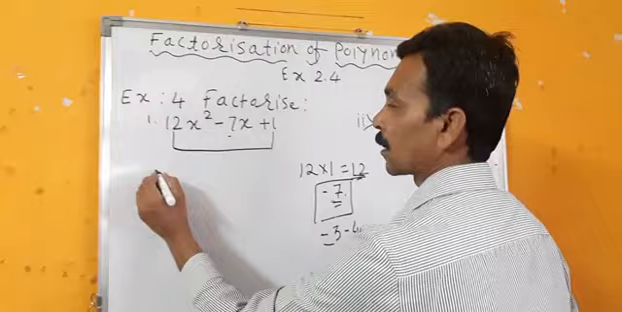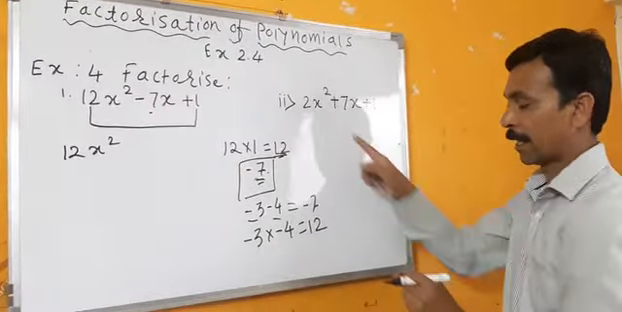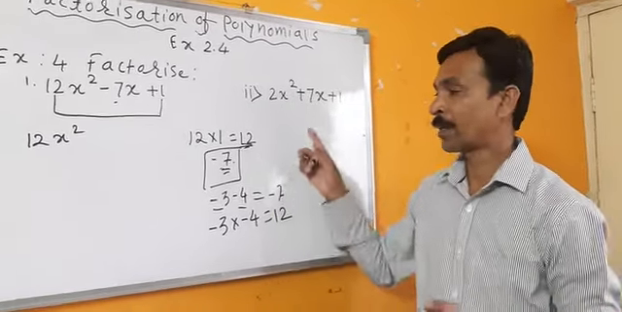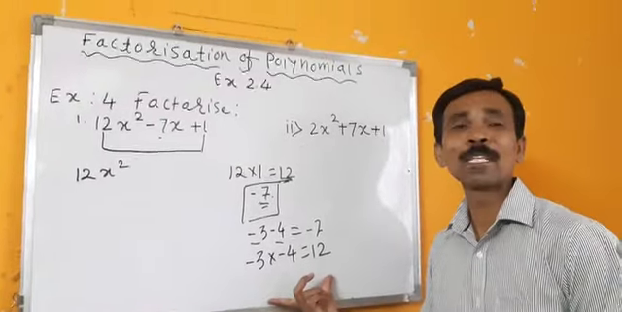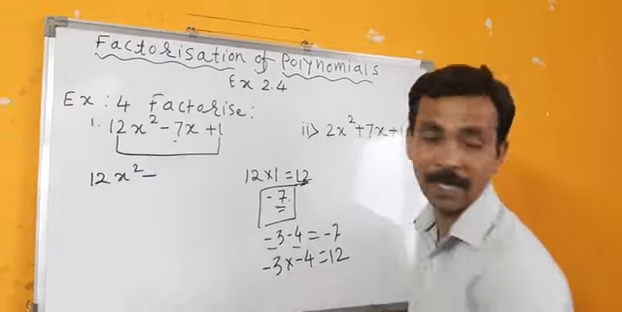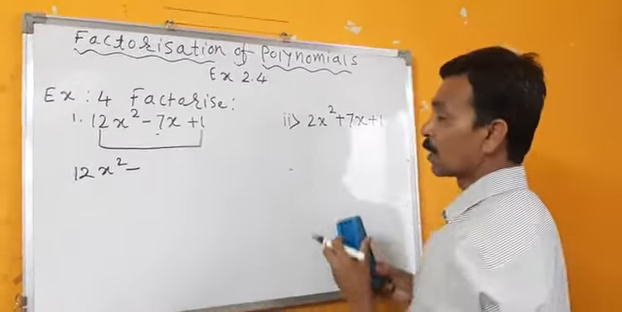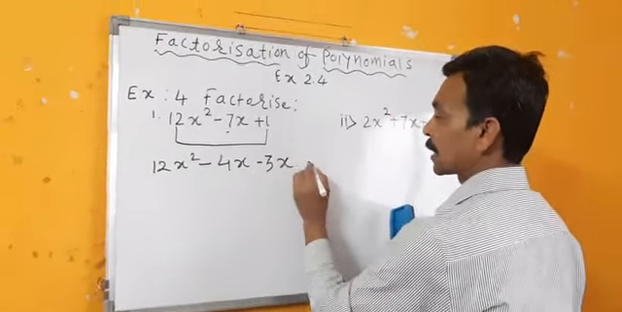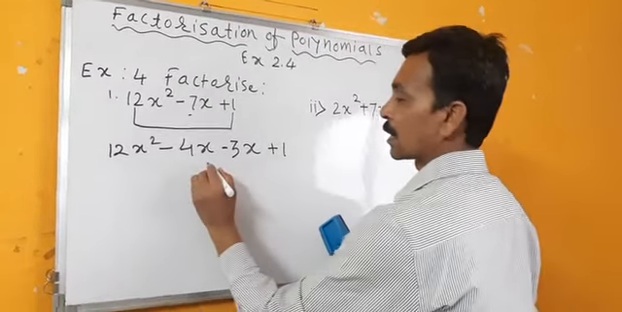So what will I write here? You can keep this as the fair part if you want, or even you can do this in rough. If you are too expert, then you can keep this part in the rough column. Otherwise keep it in fair. 12x square minus 4x and minus 3x plus 1, right? Then what is the next step?